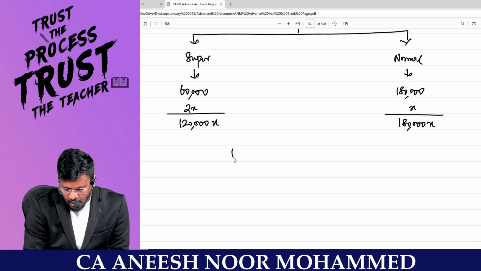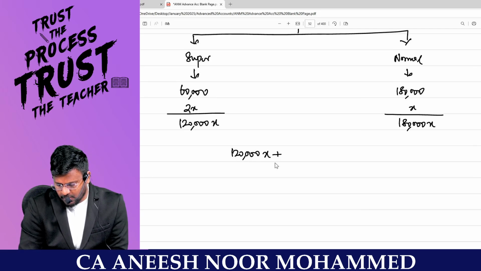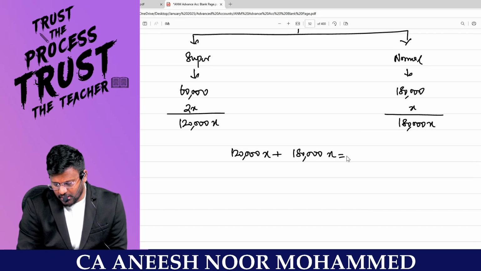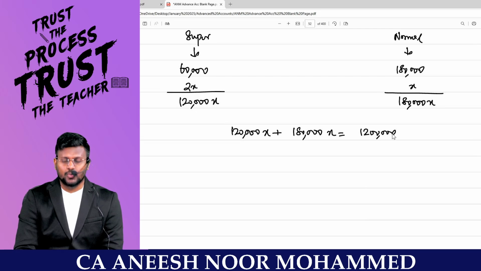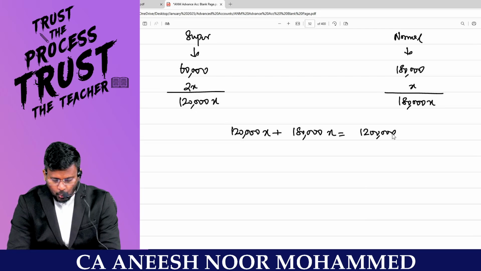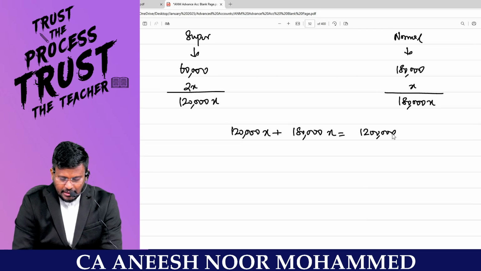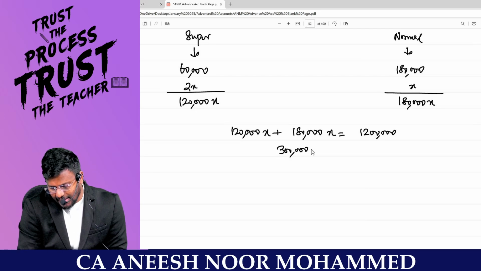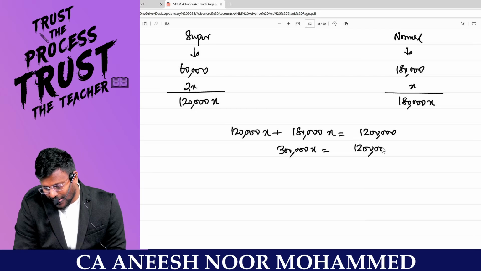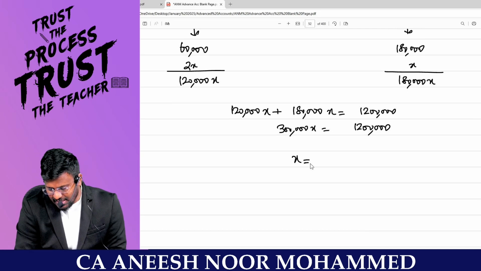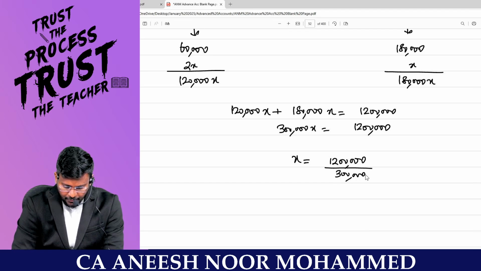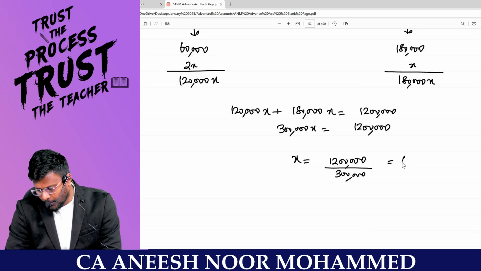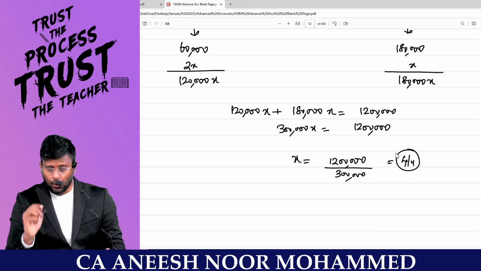So basically 1,20,000 x plus 1,80,000 x should be equal to the total material cost of 12 lakh we have incurred. So 1,20,000 plus 1,80,000 comes to 3 lakh x is equal to 12 lakhs. Are you getting it? So x is equal to 12 lakhs divided by 3 lakhs, which comes to 4 per unit. The x is 4 per unit, right?